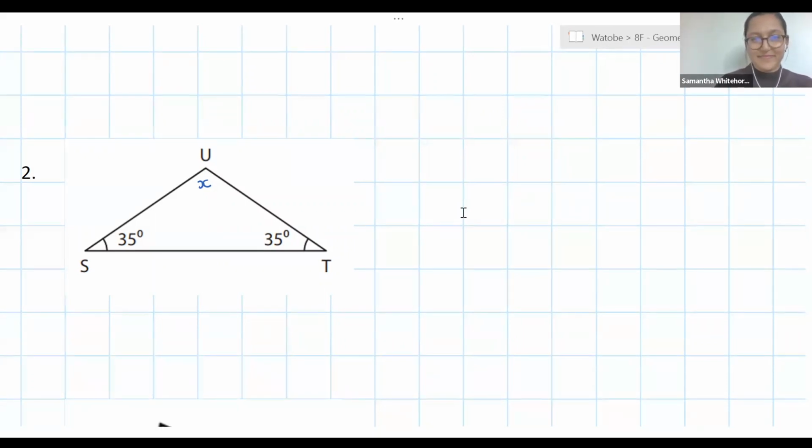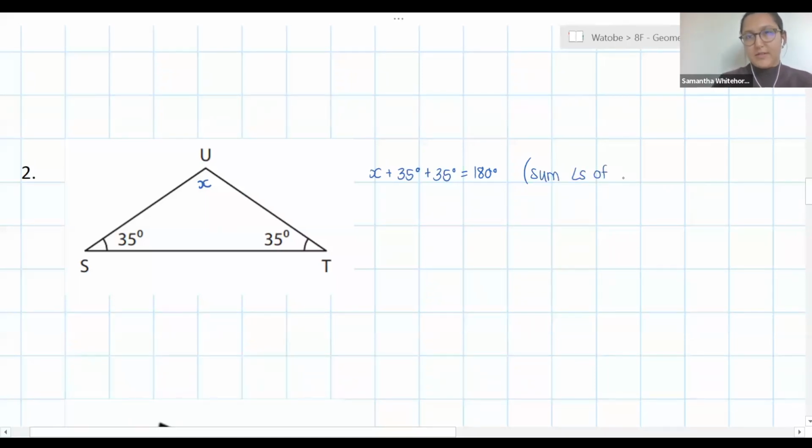I said x plus 35 plus 35 is equal to 180 degrees. Good. And what's your reason? Sum of interior angles in a triangle. Good. Your reason might look a bit different, but that's fine. That's 100% correct: sum of angles in a triangle. So now what do I do?